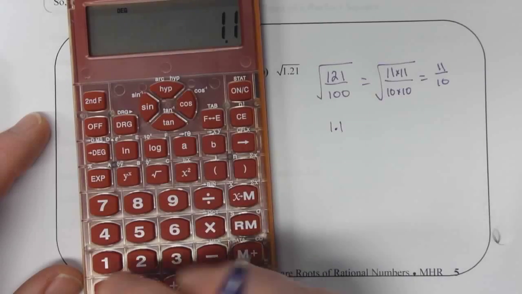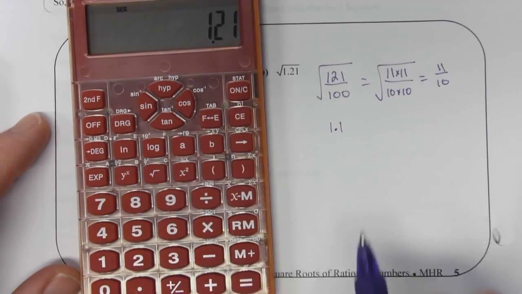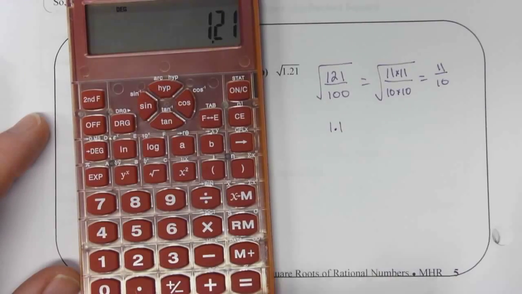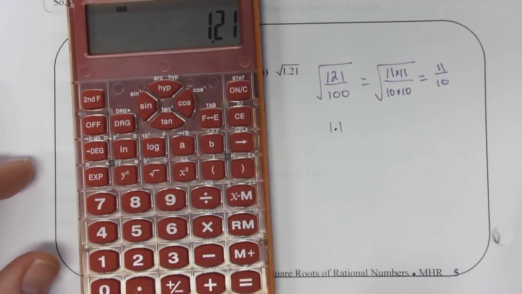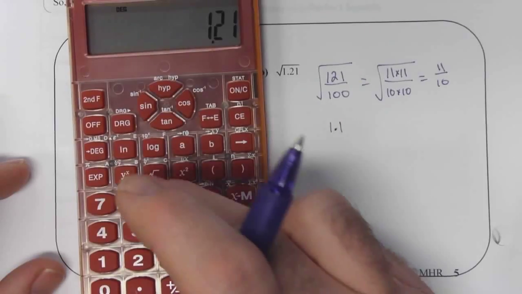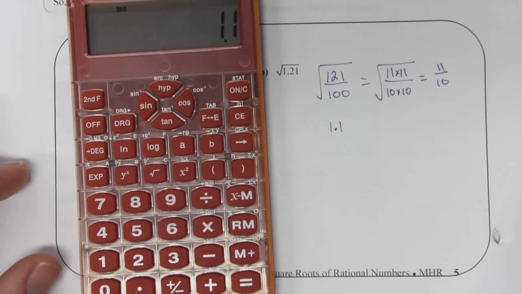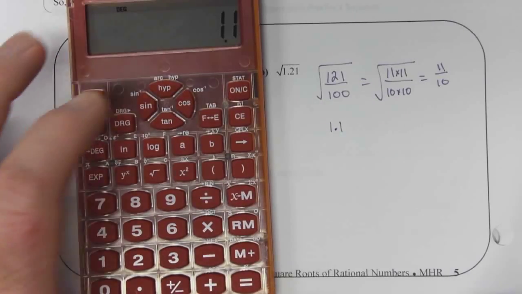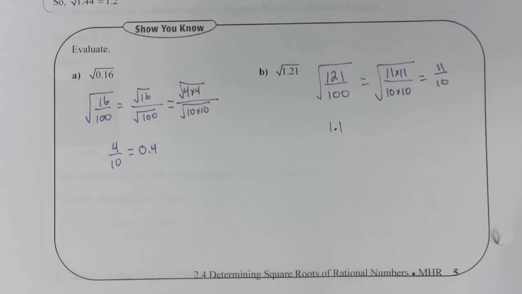Test it. 1.1 times 1.1 gives you 1.21, which was our original number. So we have confirmed that. Of course, again, you can just type in your 1.21 and hit your square root symbol, and you'll get your answer of 1.1. So that's two quick strategies on that.